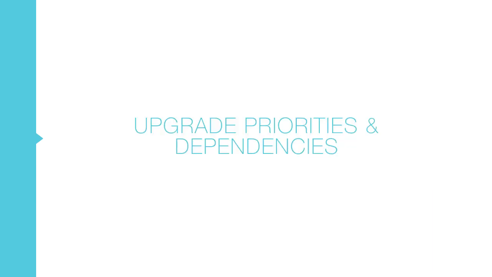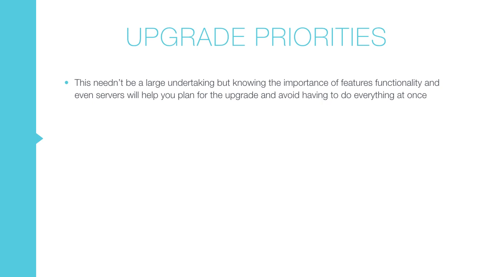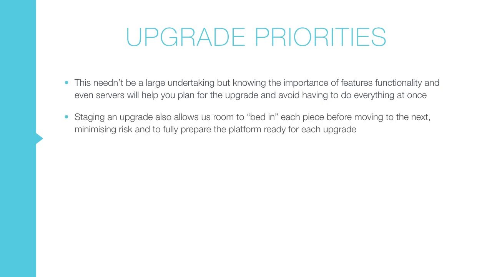The topic I want to talk about today is upgrade priorities and dependencies. Upgrade priorities can be a large undertaking, but you have to know the importance of features and functionality to your business and even the importance of certain servers. That's going to help you plan for the upgrade and avoid having to do everything at once. Staging an upgrade also allows us room to bed in each piece before moving to the next. I'm very risk averse by nature. I don't like to deploy 100 things at once because if something goes wrong, I've got 100 things to look at. I like to stage things and make everything stable before I move to the next stage.